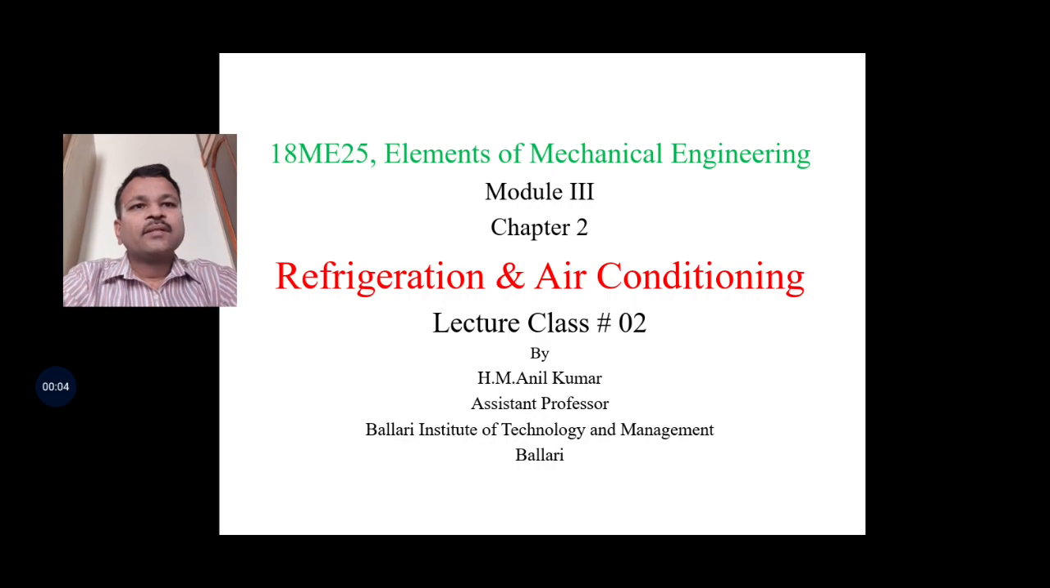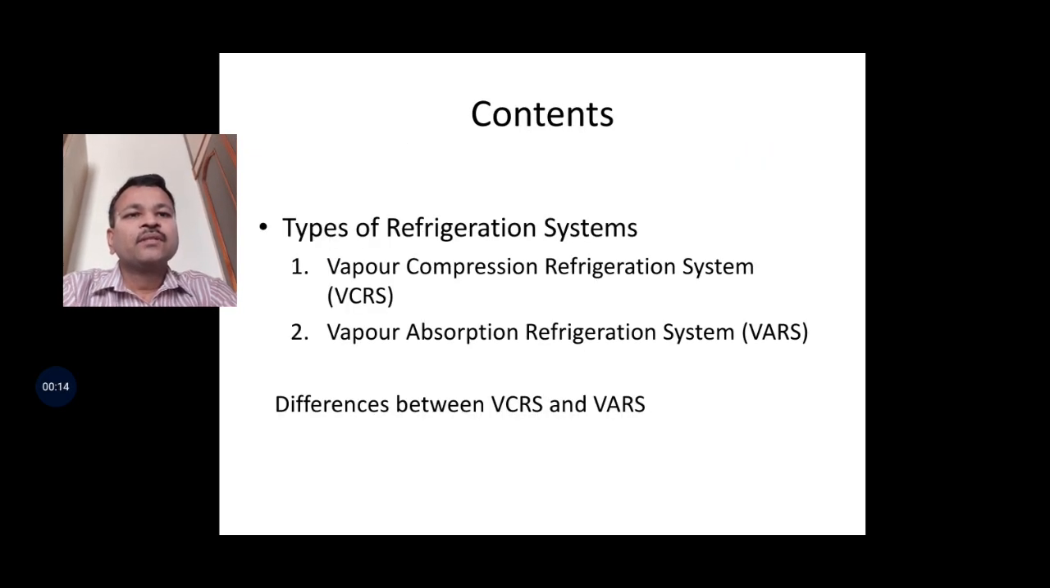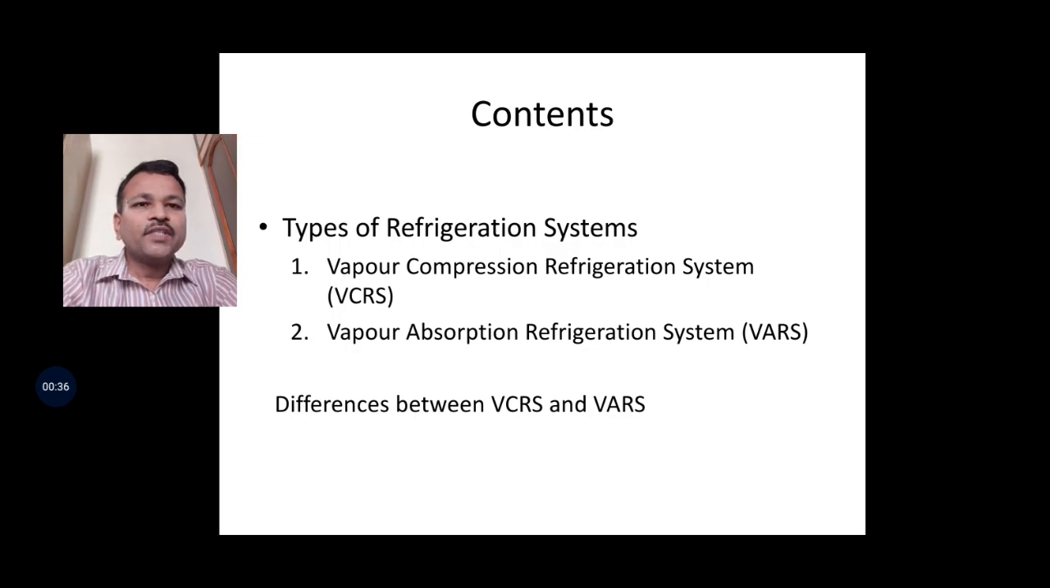Hello students, this is lecture class 2 on refrigeration and air conditioning, in continuation of lecture class 1. Today we are going to discuss the types of refrigeration system and the difference between the vapor compression refrigeration system and the vapor absorption refrigeration system. There are two types of refrigeration systems: vapor compression refrigeration system and vapor absorption refrigeration system. This VARS is also called aqua ammonia refrigeration system or ammonia absorption refrigeration system.